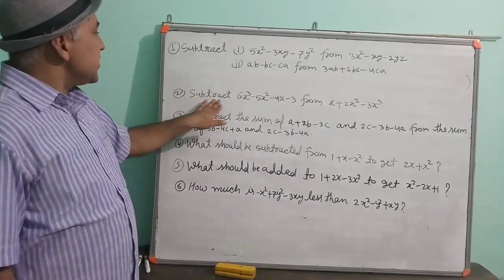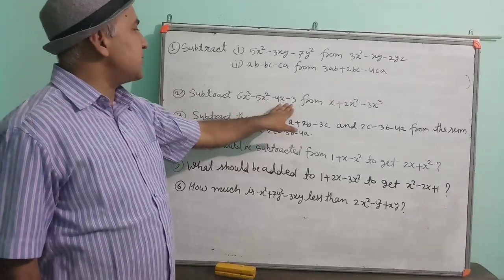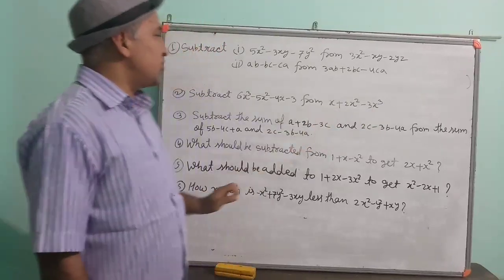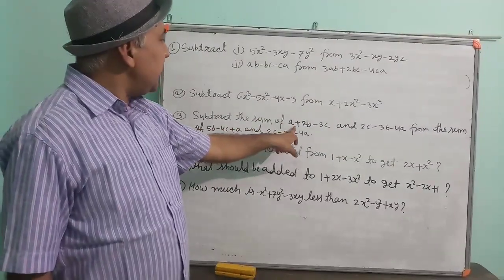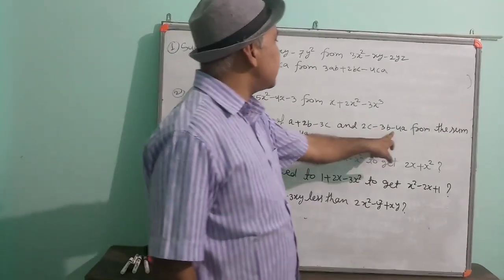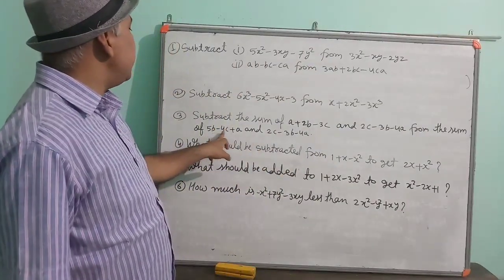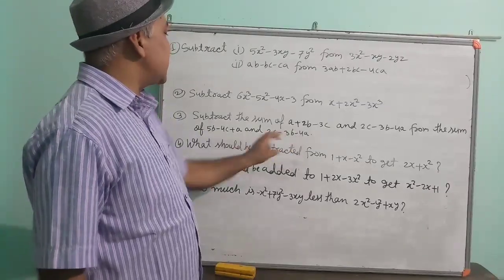Second question is subtract 6x cube minus 5x square minus 4x minus 3 from x plus 2x square minus 3x cube. Third question is subtract the sum of A plus 2B minus 3C and 2C minus 3B minus 4A from the sum of 5B minus 4C plus A and 2C minus 3B minus 4A.